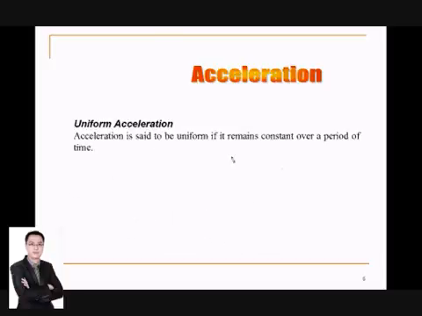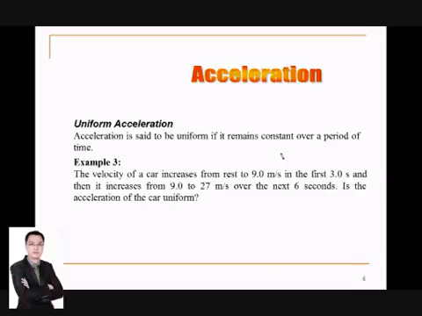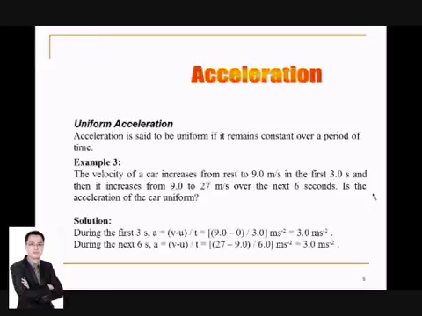So acceleration is said to be uniform if it remains constant over a period of time. Let's take a look at example 3. The velocity of a car increases from rest to 9 meters per second in the first 3 seconds, and then from 9 to 27 in the next 6 seconds. Is the acceleration of the car uniform? If you calculate the acceleration within the 2 intervals of time, you'll realize that the acceleration is the same value. So if we achieve the same value for both time frames, we can conclude that the acceleration of the car is uniform.